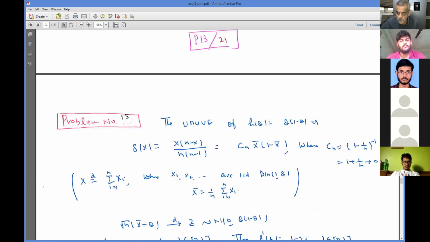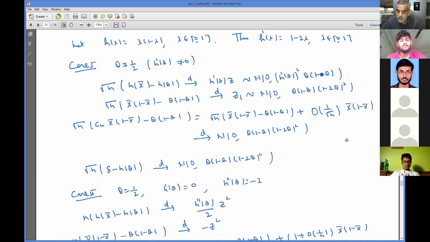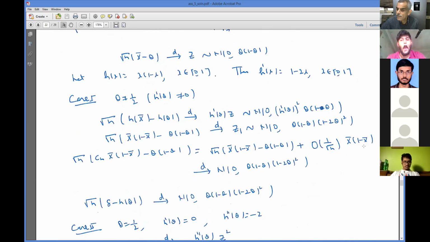And what is Cn minus 1 into x bar into 1 minus x bar? It is 1 by n plus order of 1 by n square, times x bar into 1 minus x bar, which is the same as order of 1 by root n, because root n was also there. Is that clear? Yes, sir. Because I have added and subtracted x bar into 1 minus x bar, it got combined with theta into 1 minus theta, subtracted it, and then I get (Cn minus 1) x bar into 1 minus x bar into root n. So I have to see what is root n into (Cn minus 1) x bar into 1 minus x bar.